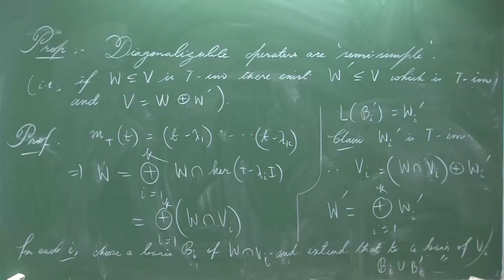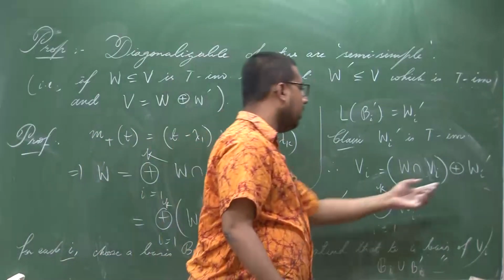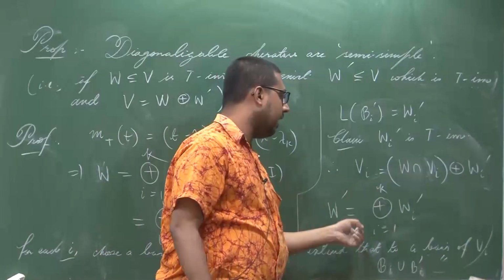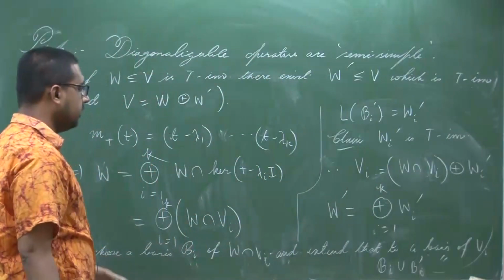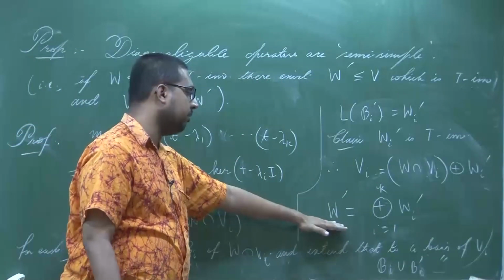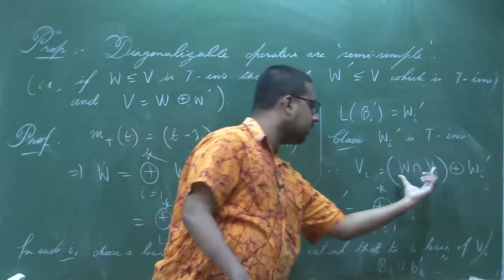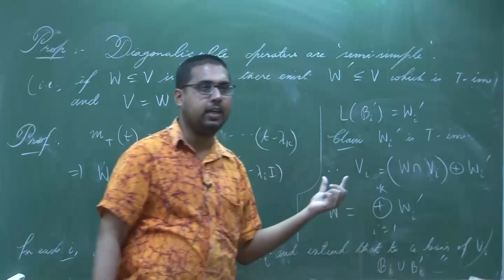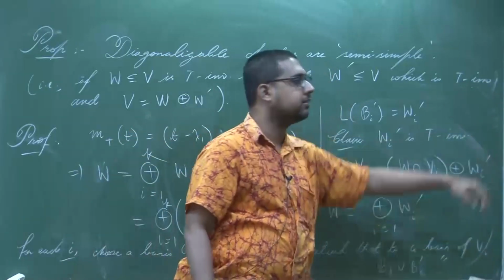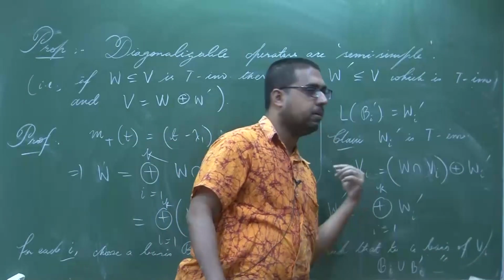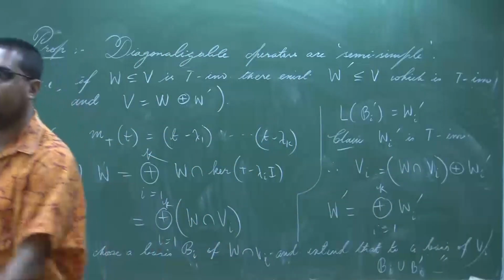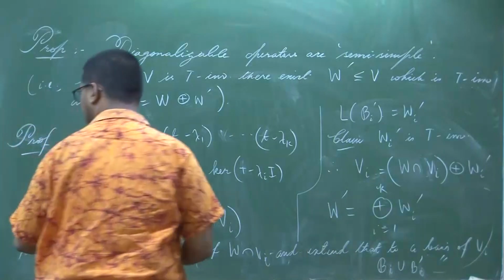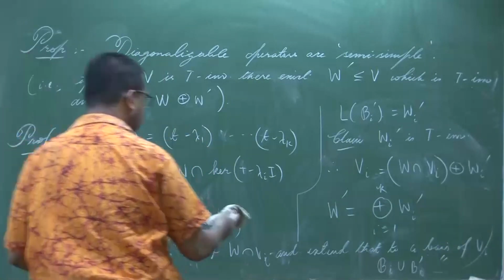So, therefore, that shows each W_i is T invariant, and now the sum of W_i primes is certainly T invariant, and this W plus W_i prime is certainly V, because W is the direct sum of these, and the direct sum of V_i is V. So, therefore, the direct sum of the W_i primes must be the one which you are looking for. I repeat. If you want me to write, I can write.